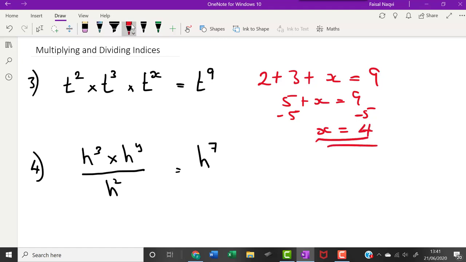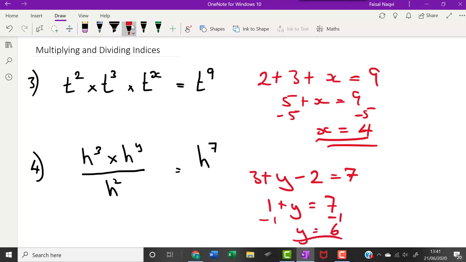That's my answer there. For the second one, I know that 3 plus y take away 2 equals 7. So 3 take away 2 is 1 plus y equals 7. Take away 1 from both sides. So y equals 7 take away 1, which is 6. And that's my answer.